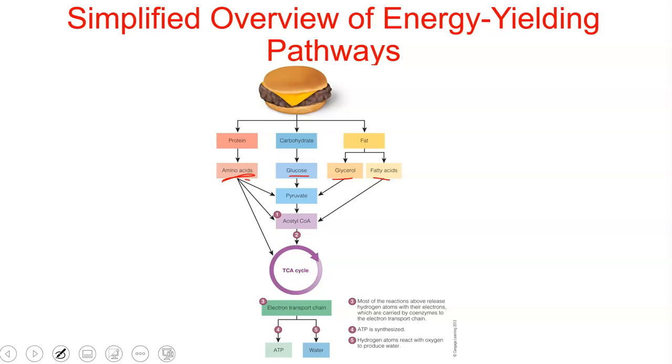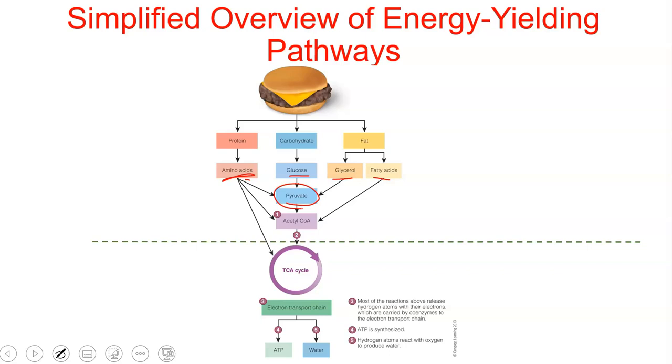And the cells are going to take these things and they're going to say, okay, let's enter glycolysis, or let's take these monomers and let's make ATP out of them. And so the first place that these molecules can go is through glycolysis to make pyruvate. And then the pyruvate will give us acetyl coenzyme A. Acetyl coenzyme A is what's going to enter the TCA or the Krebs cycle. And then that's going to go into the electron transport chain.